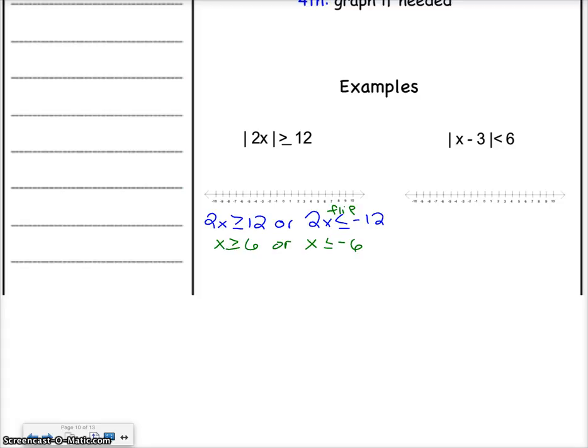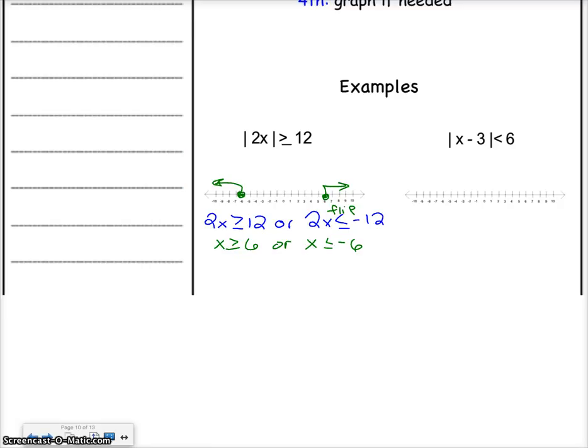And this is actually an OR. This is still an OR graph, but you'll see eventually it kind of smushes into an AND graph. So I have a colored in circle at 6 going to the right, and a colored in circle at negative 6 going to the left. So same strategy, except you just have to flip. Make sure it's alone, flip it if you need to.